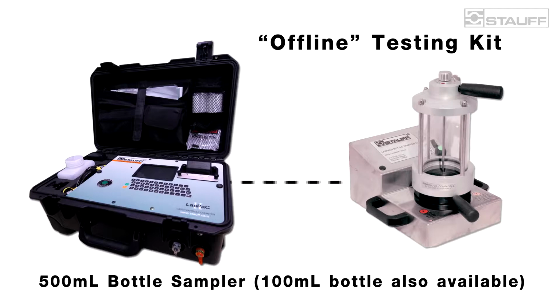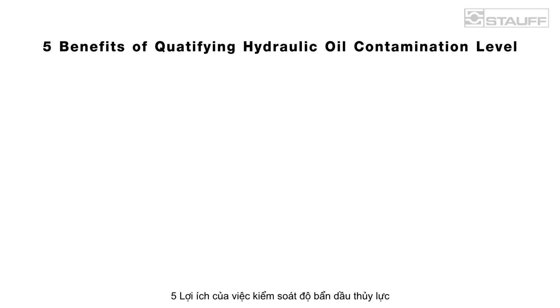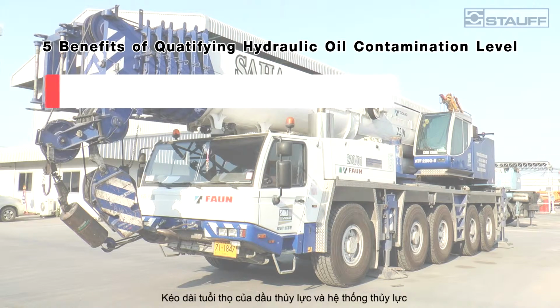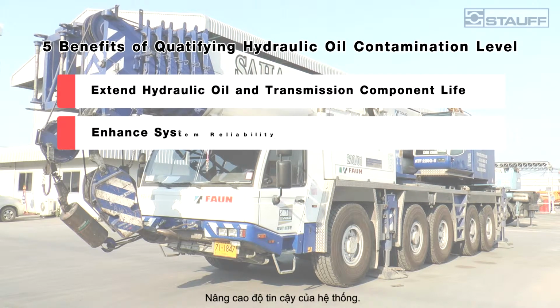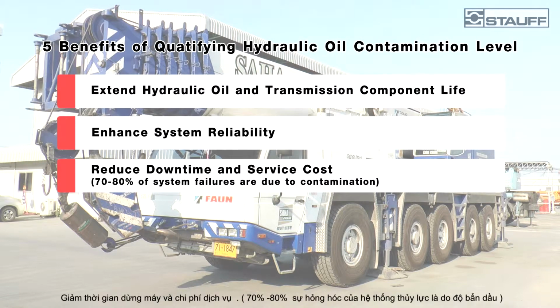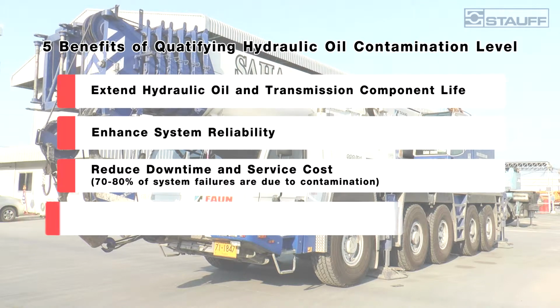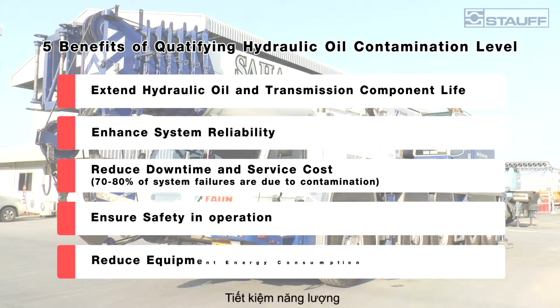Extend hydraulic oil and transmission component life. Five benefits of measuring and quantifying the numbers of solid contamination in hydraulic oil: extend hydraulic oil and transmission component life, enhance system reliability, reduce downtime and service cost. 70 to 80% of system failures are due to contamination. Ensure safety in operation, reduce equipment energy consumption.